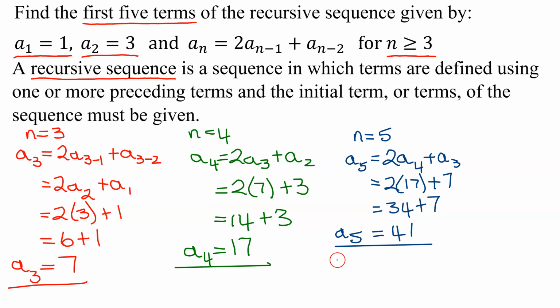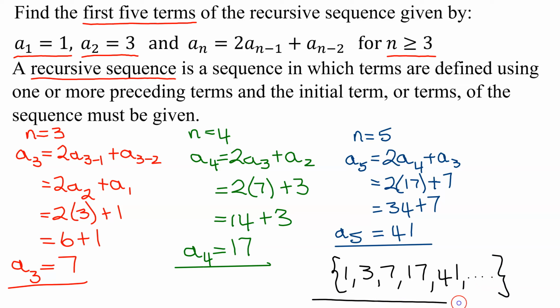So writing out the first 5 terms of my sequence, remember we were given the first 2 terms as 1 and 3. Then the next term, the third term, was 7, the fourth was 17, and the fifth was 41. So there are the first 5 terms in this sequence.